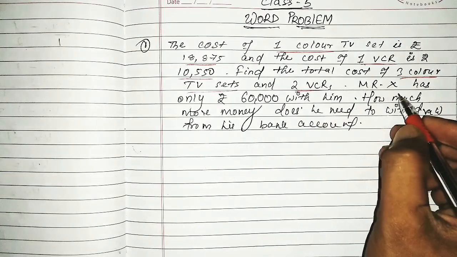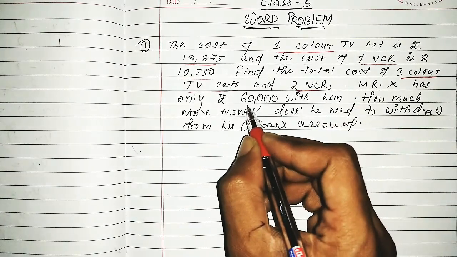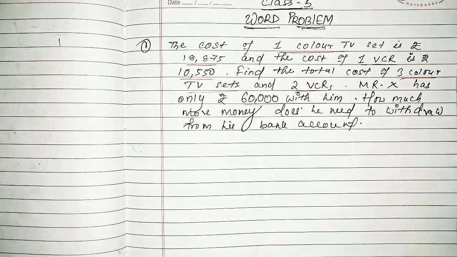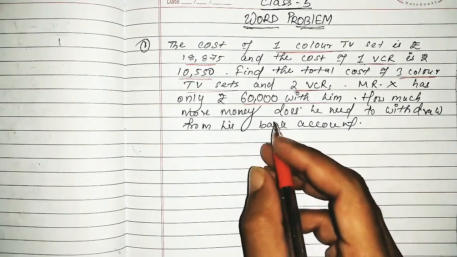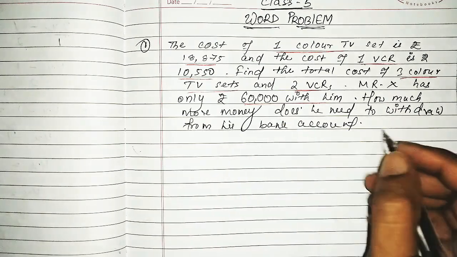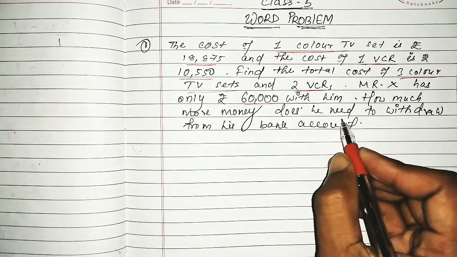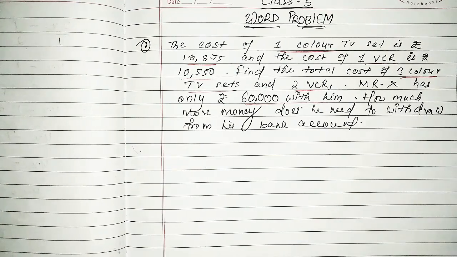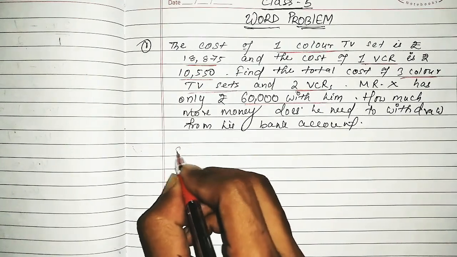VCRs. Mr. X has only rupees 60,000 with him. How much more money does he need to withdraw from his bank account? Okay, so solution.